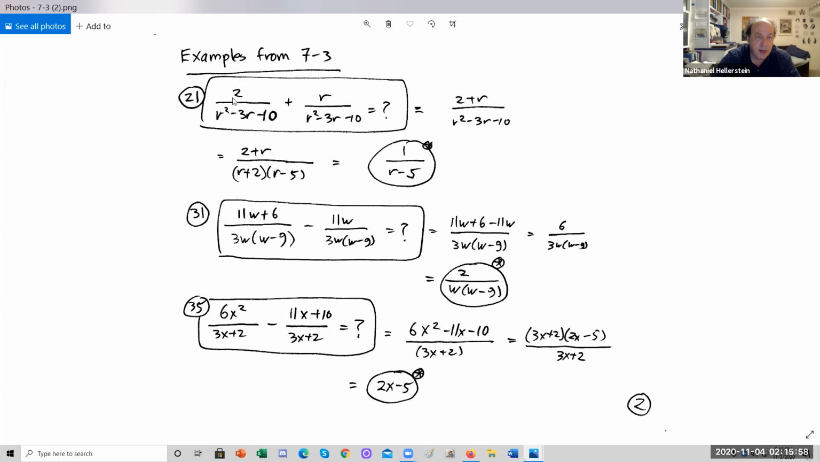Here we have 2 over r squared minus 3r minus 10, plus r over the same denominator. What do they add to? Well, they add to 2 plus r over that denominator. Now, r squared minus 3r minus 10 factors as r plus 2 times r minus 5, because 2 times negative 5 is negative 10, and 2 minus 5 is negative 3, so it factors. And 2 plus r and r plus 2 cancel. It leaves a 1 in the numerator. I mean, nothing's left, but when you're dealing with multiplying and dividing, nothing is the same as 1. I've seen people go from here to 0 over r minus 5 equals 0, and that's an automatic loss of a point.